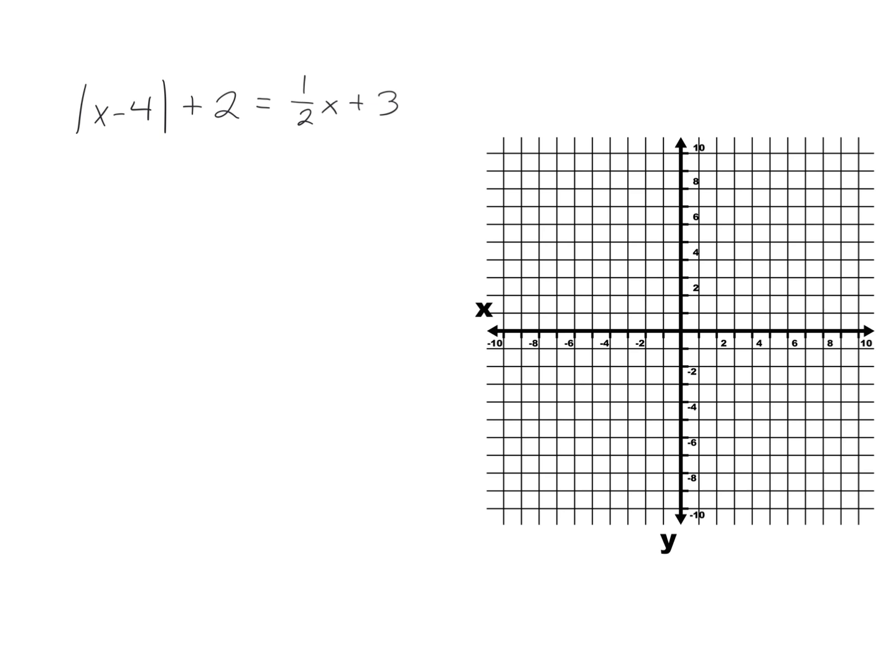Now we have an absolute value equation and a linear equation. Still the same thing, rewrite them as two separate equations. So we have y equals absolute value of x minus 4 plus 2. And then our other one, we have y equals 1/2 x plus 3. Which one of these do we know how to graph right away? The second one. Where do I start? Plus 3, up 3 on the y. And then from there, where do I go? Up 1, right 2, or down 1, left 2.